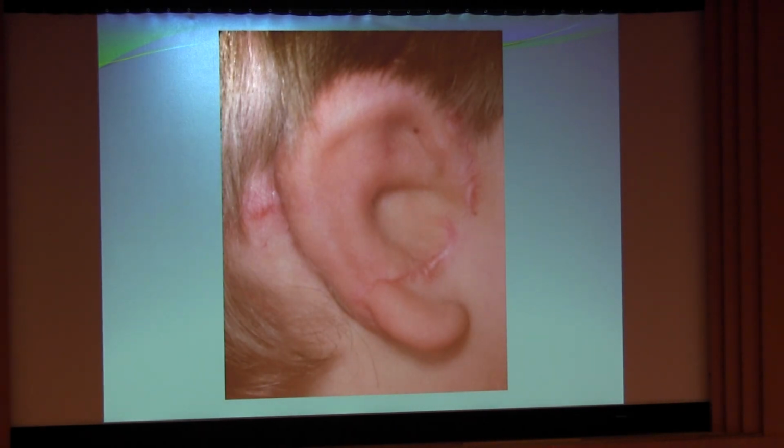So here's the elevation. The key thing is get your flap down so your hair is down where it should be and you don't see skin graft. If you're seeing skin graft, that's not a good result.